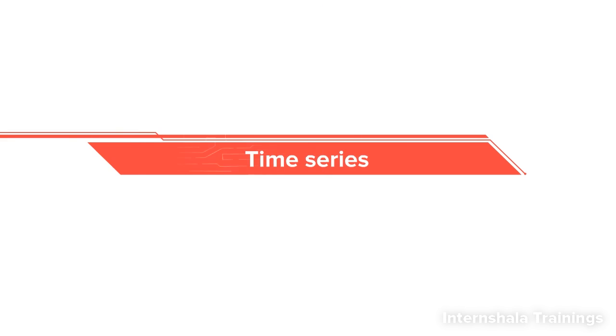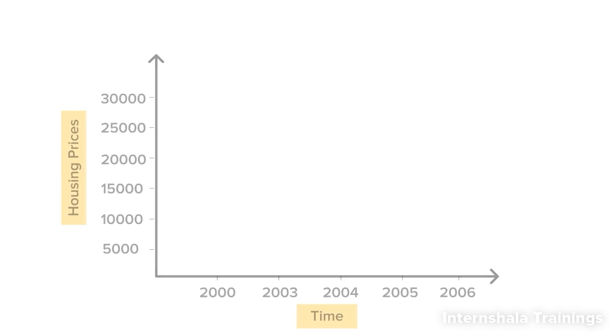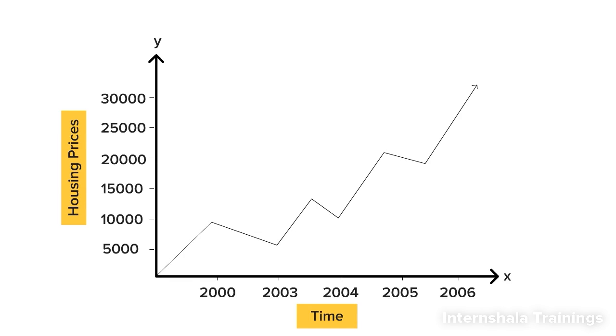Now, we will discuss time series. This again is a representation of the line graph where x-axis contains time and the y-axis can be any numerical variable which changes with time. In this example, we are considering the housing prices.